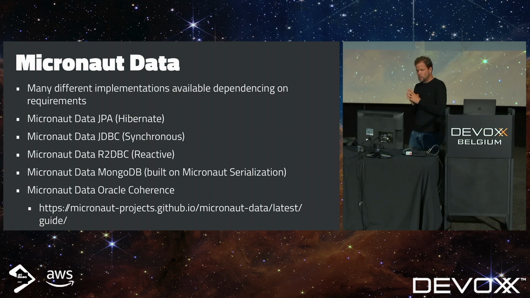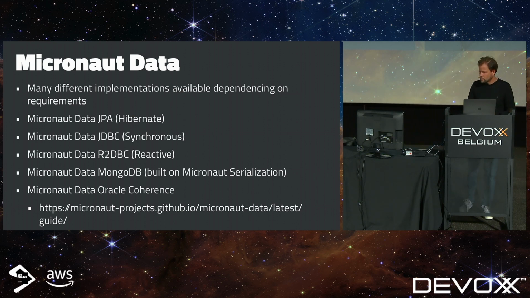Now there are lots of different implementations of Micronaut Data, and depending on your requirements, we have support for JPA. We have support for JDBC, which is clearly a blocking API. We have support for R2DBC if you want to do full end-to-end reactive applications. We have support for MongoDB now.